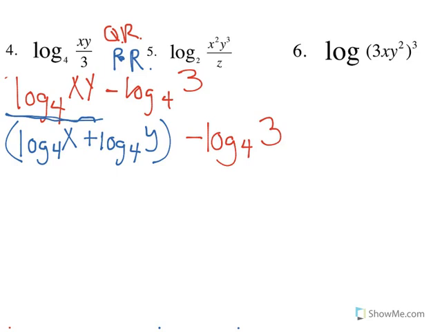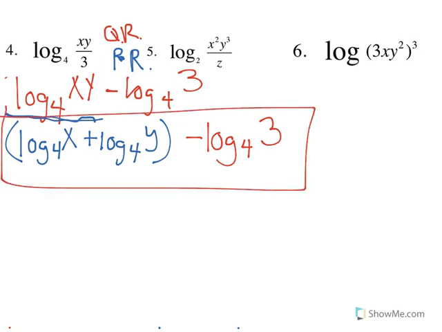And we're checking to see if anything will simplify. Nothing in blue simplifies. In the red, 4 to the what power equals 3? Nothing that we know of off the top of our heads. And so that is our final answer for number 4.